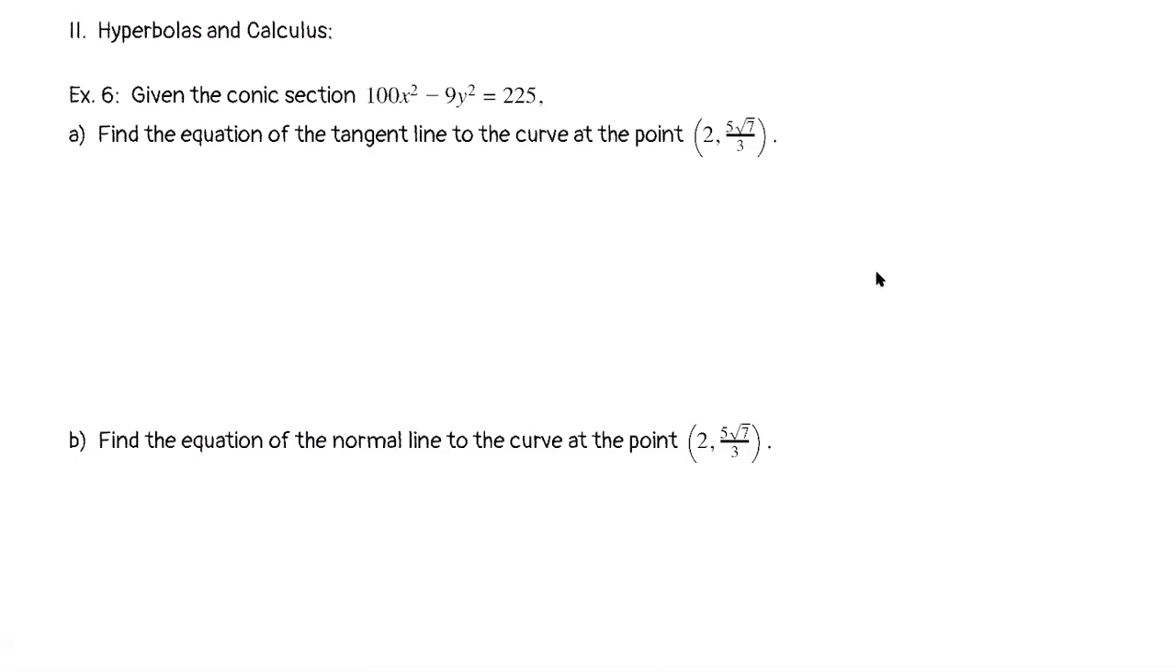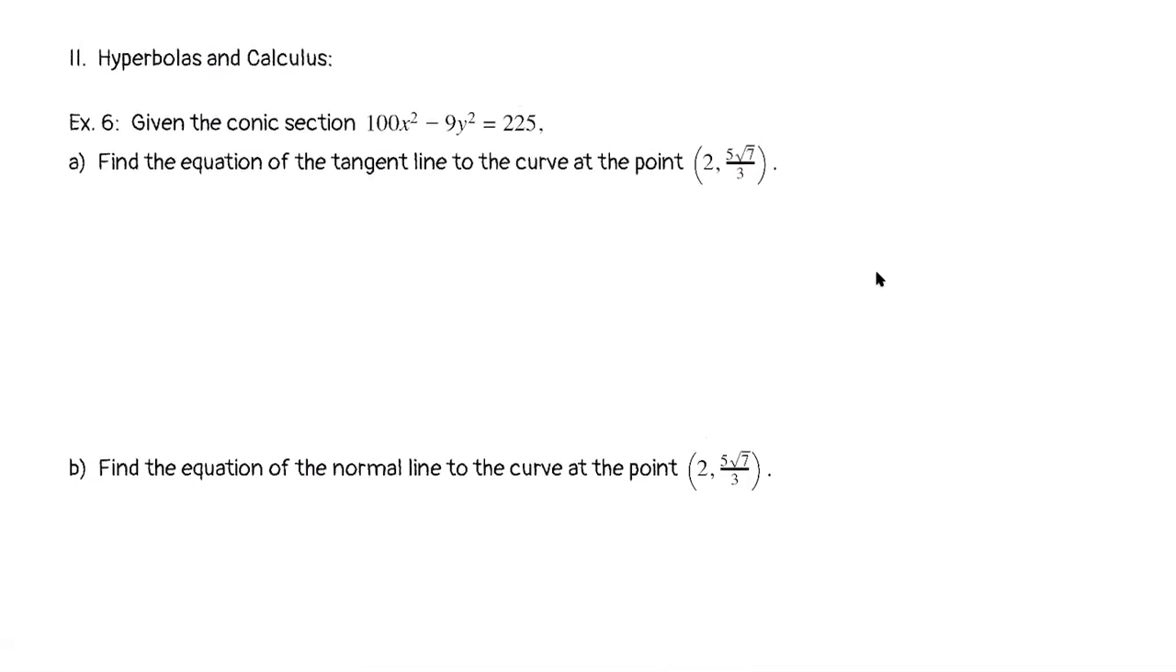All right, but for hyperbolas, we're going to revisit this idea of tangent lines and normal lines, okay? We're not going to worry about volume and area for hyperbolas. We'll save that goodness for parabolas and ellipses. But in this question, we have a conic section: 100x squared minus 9y squared equals 225. Now, I know that this is a hyperbola because of that minus sign.